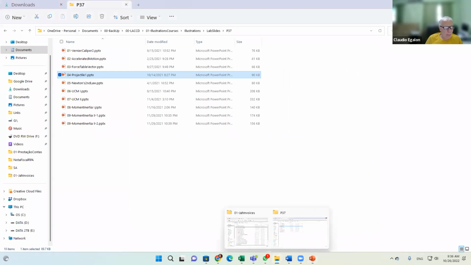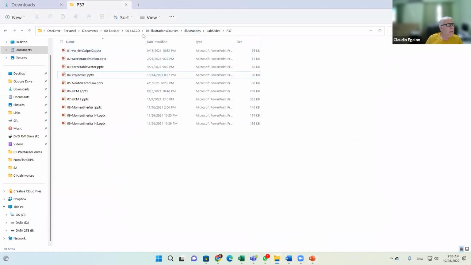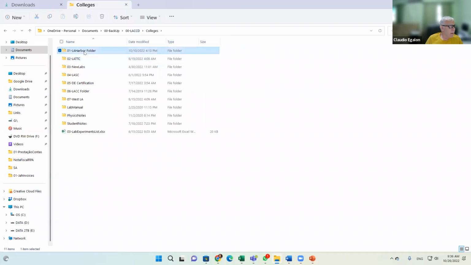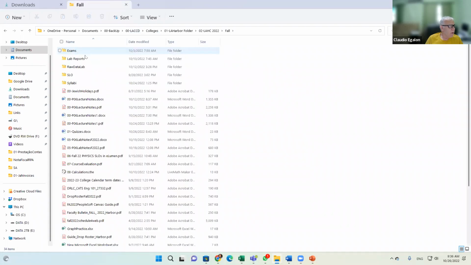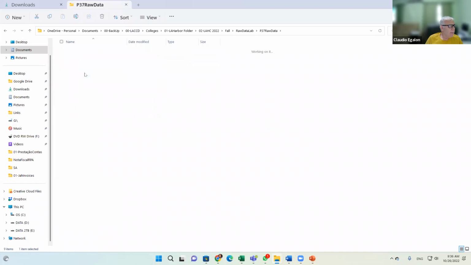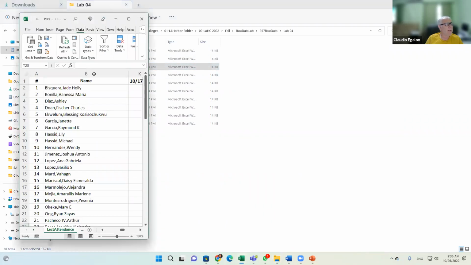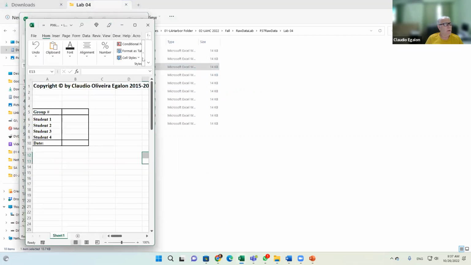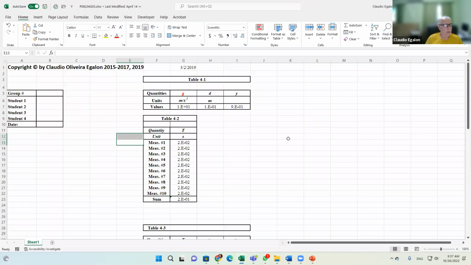Now it's time for me to open my spreadsheet. Lake Harbor, raw data, lab number 4. Let's look at group number 3. Here we have this first table. That's our first measurement, the distance between those two photo gates. We usually use 10 centimeters, and we measure that with the ruler.